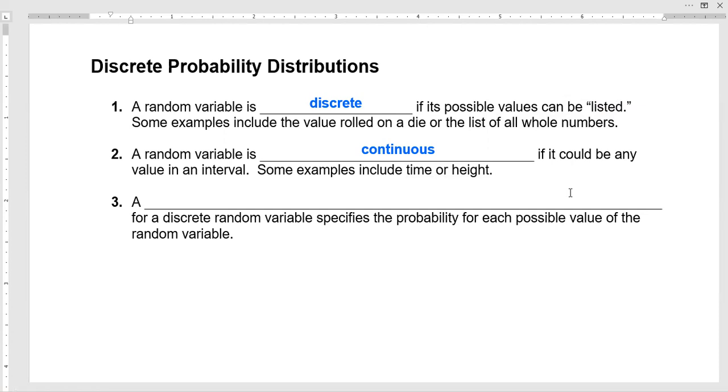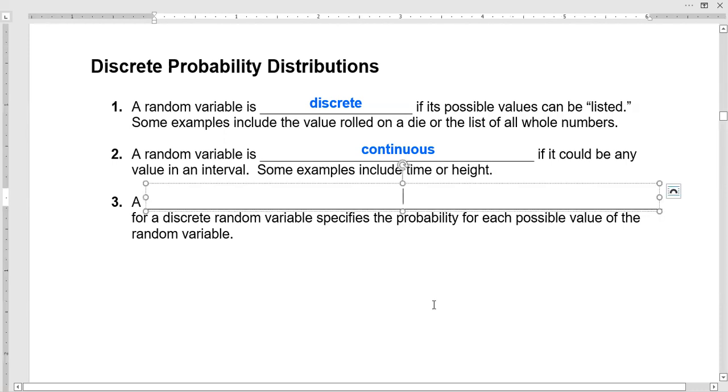Okay. So we will be talking about both of these types of probabilities, but we're going to hold off on continuous probabilities for a little while because they're a little bit more complicated, let's say. So we're going to hone in and focus on discrete probabilities for this unit.